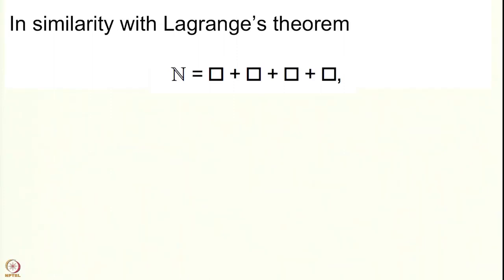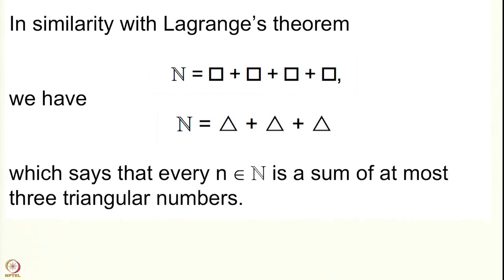And Lagrange's theorem says that n is a sum of 4 squares. So, you have 4 squares whose sum is every natural number. Similar to this, you may have heard, this is a very famous remark by Gauss, who had written this as num equal to delta plus delta plus delta. So, this means that every natural number n is a sum of at most 3 triangular numbers. This was proved by Gauss.